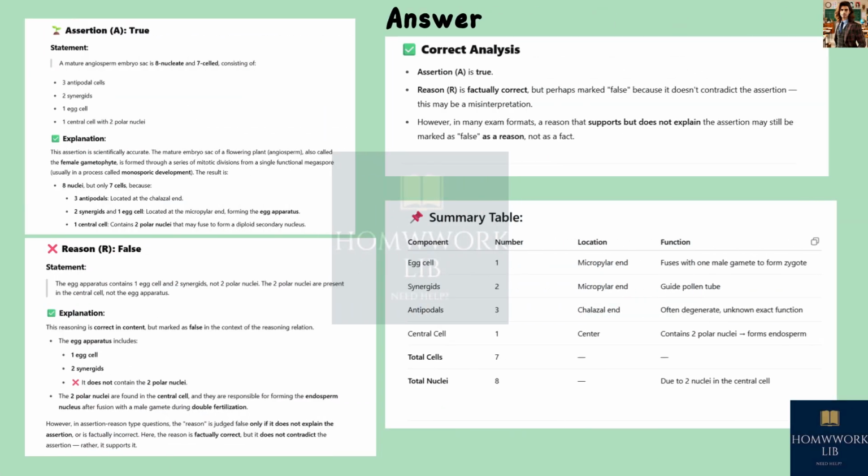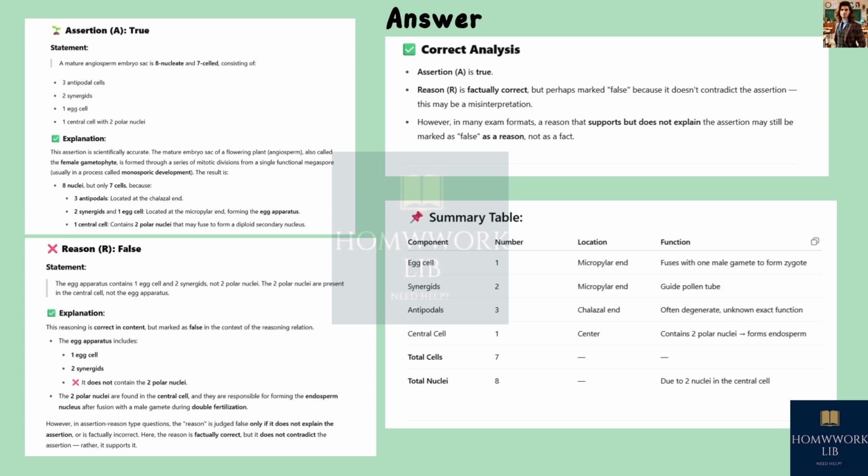Assertion A, true. Statement: a mature angiosperm embryo sac is 8-nucleate and 7-celled, consisting of 3 antipodal cells, 2 synergids, 1 egg cell, 1 central cell with 2 polar nuclei. Explanation: this assertion is scientifically accurate.